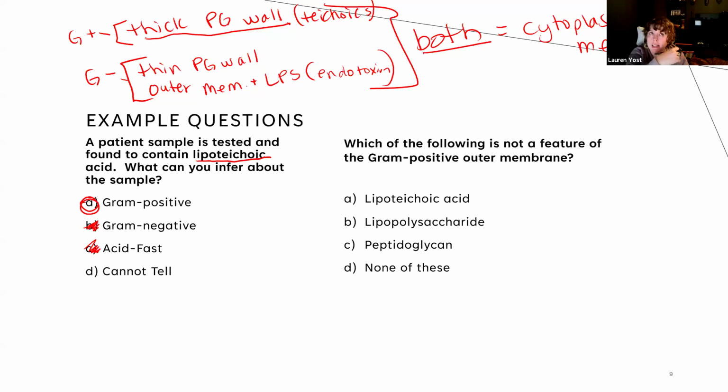And acid fasts are a subset of gram positives that have this extra wax on them. We can tell.